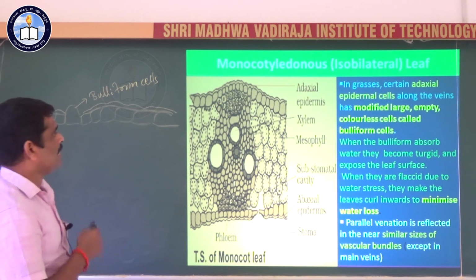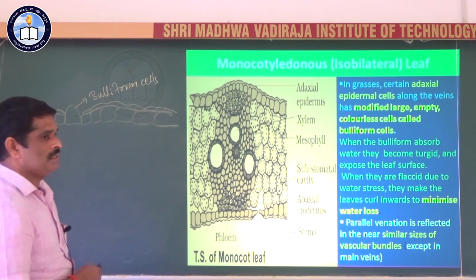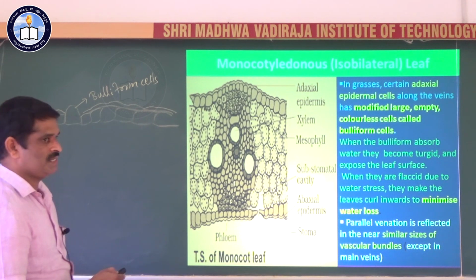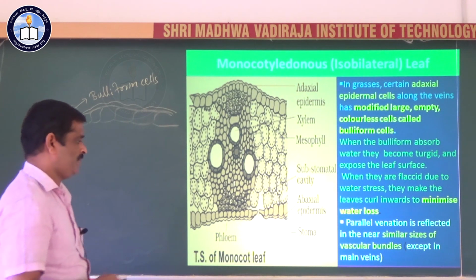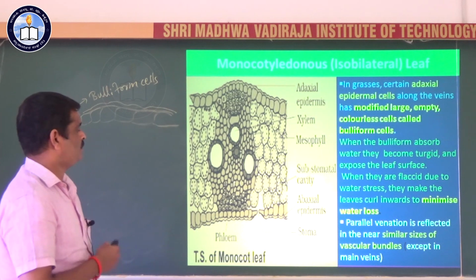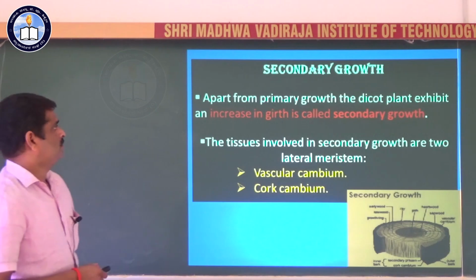The vascular bundles, if you consider, are of nearly the same sizes because the monocot leaf shows parallel venation. Veins are of similar sizes, hence that is reflected in the size of the vascular bundles. So that's about the anatomy of the monocot leaf.